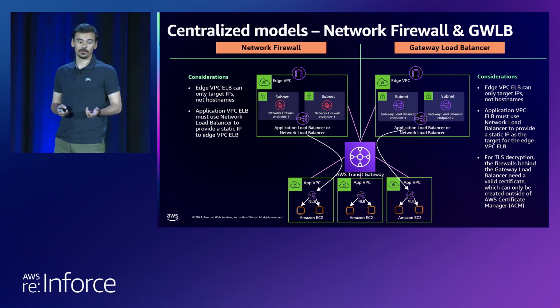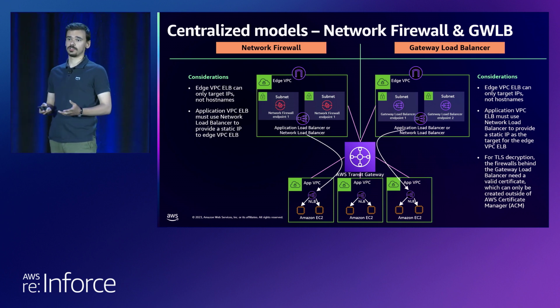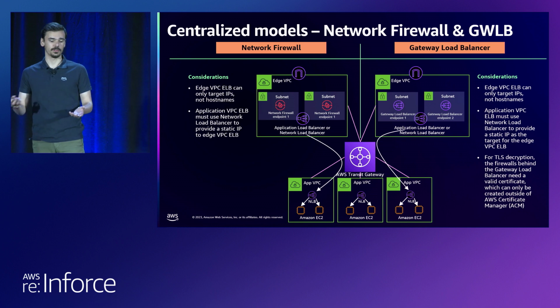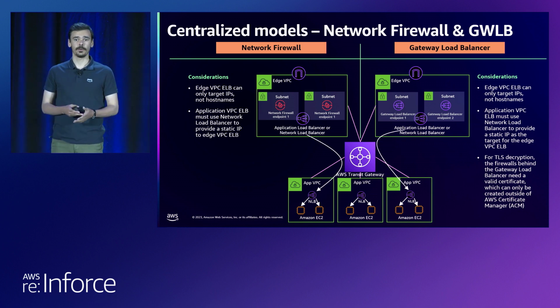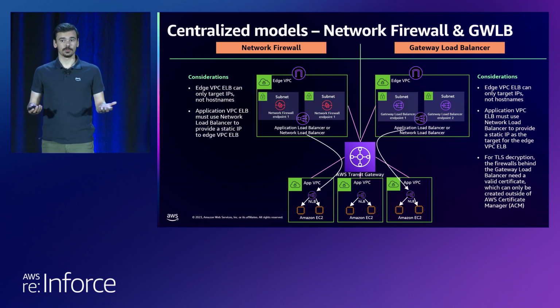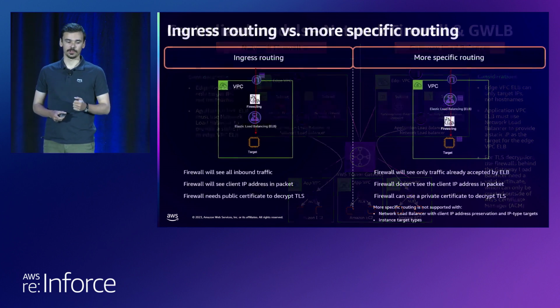On the benefit side, though, both of these solutions are centrally managed in the sense that there's a single VPC, single firewall cluster, both gateway load balancer and network firewall. You can just manage it from there. And the previous consideration of data path does not apply here either, because again, you have a single firewall cluster.